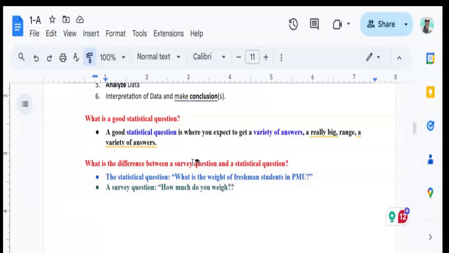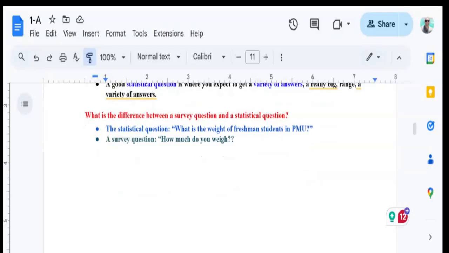What's the difference between a survey question and a statistical question? The statistical question: what is the weight of freshman students in BMU? What is the height of freshman students in BMU? A survey question: how much do you weigh? So you see the difference between this one and this one? The one at the top is more general. This one is more specific. Is this clear or not clear? Yes.